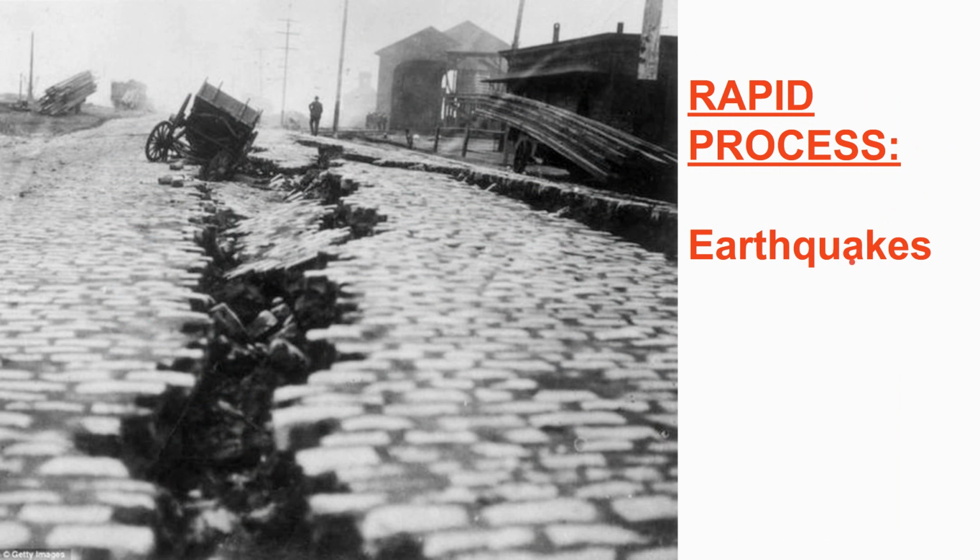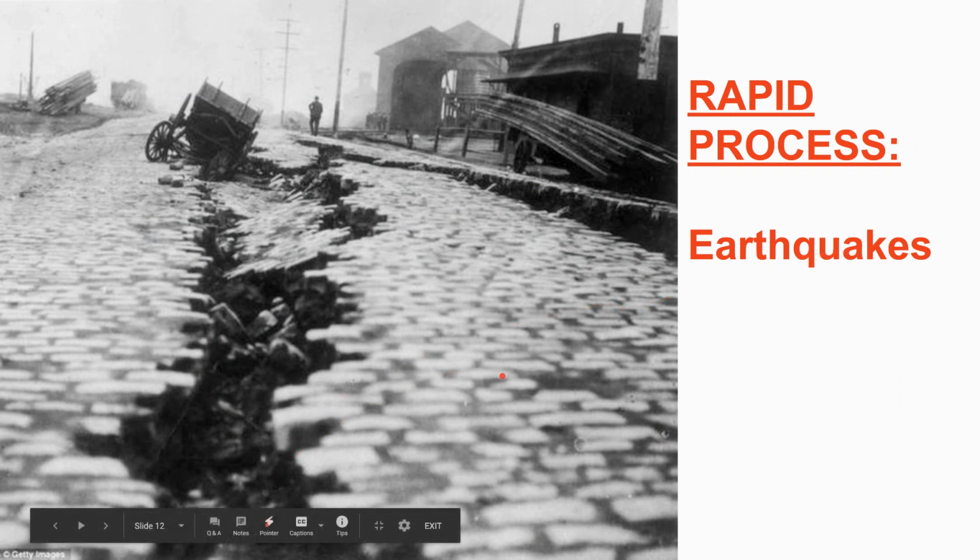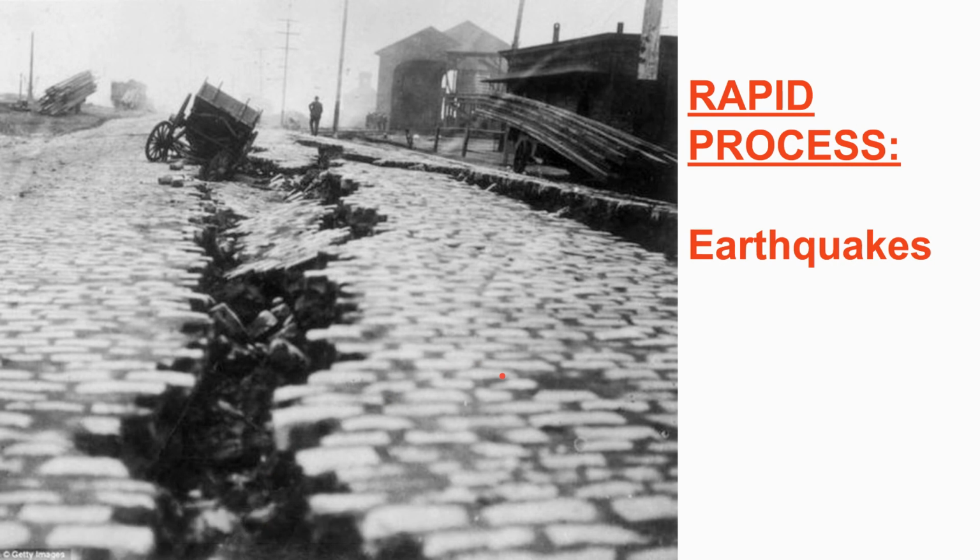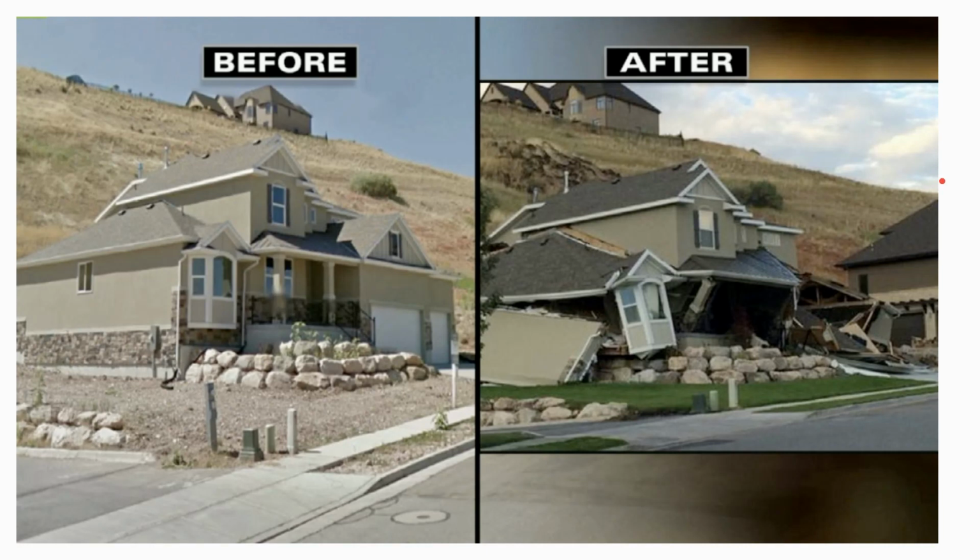Another one is earthquakes. Right here is a picture from the San Francisco earthquake that happened over 100 years ago, and it was devastating to the city of San Francisco, especially since we had no way of predicting when earthquakes were going to happen. There was even an I Survived book written about that. So earthquakes, also a very fast, rapid process. Here's a before and after of a home that has been damaged by earthquakes. You can take a look at that.